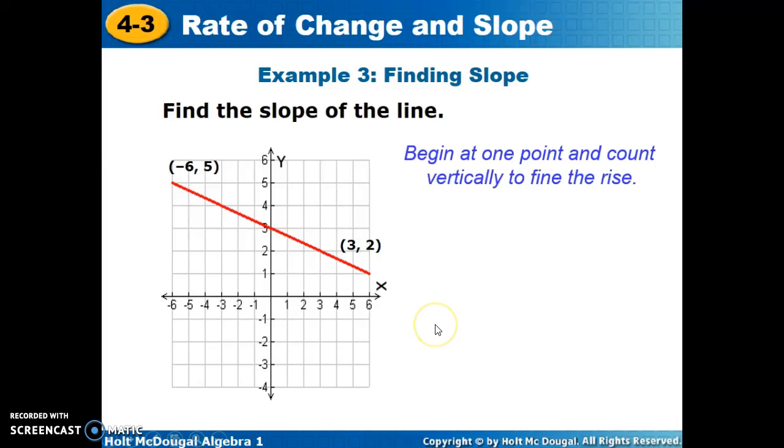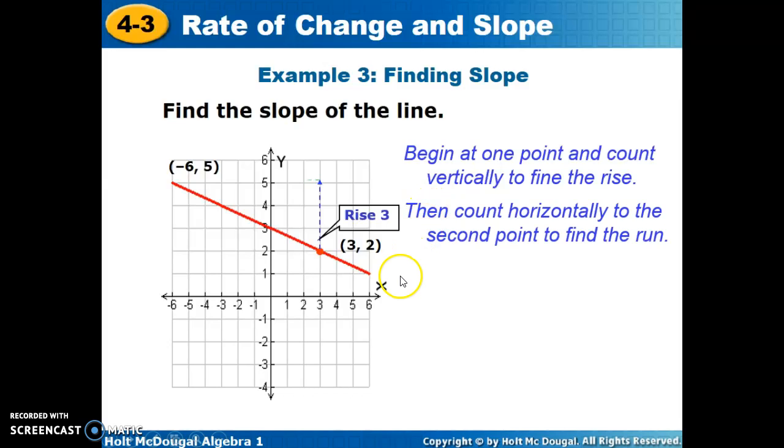Begin at one point and count vertically to find the rise. Well, here's a point on the line. Let's see what they choose. They're choosing this point. So vertically, we're going to travel up from the point 3,2 to the same level that our other point is on. So we went up 1, 2, 3 units, and we went over -9. And again, we can see the slope has a negative slope.